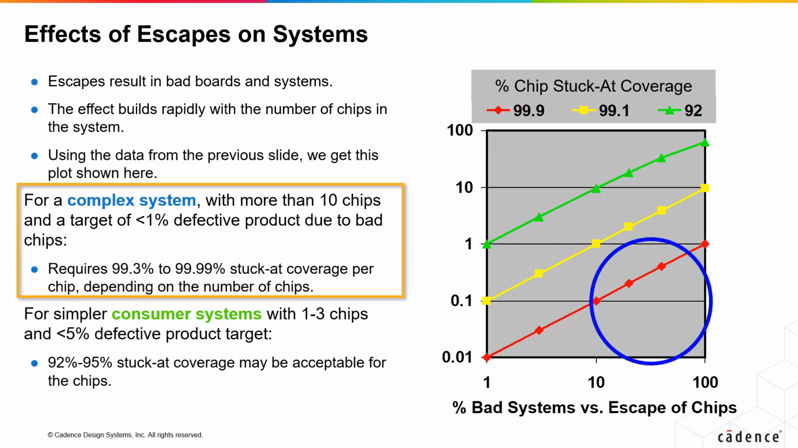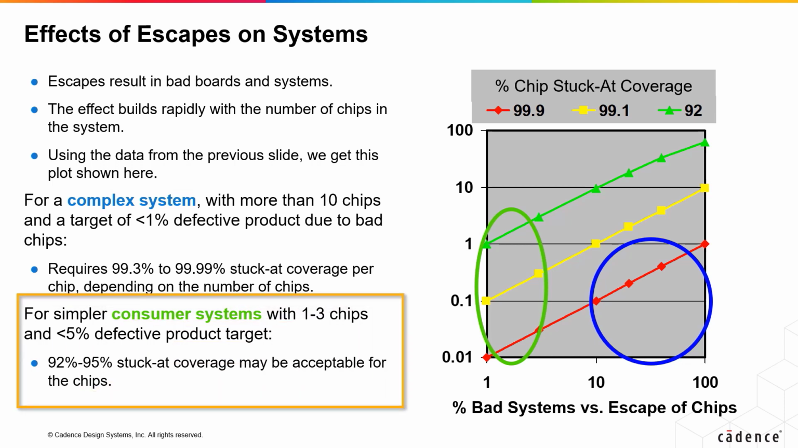Clearly, for this technology, chips intended for complex systems with high-quality requirements may need to be tested to better than 99% fault coverage, despite the very low percentage of escapes implied. Chips intended for simpler systems with lower quality requirements, where it costs less to throw away bad systems, may be able to get away with fault coverage in the mid to high 90s.